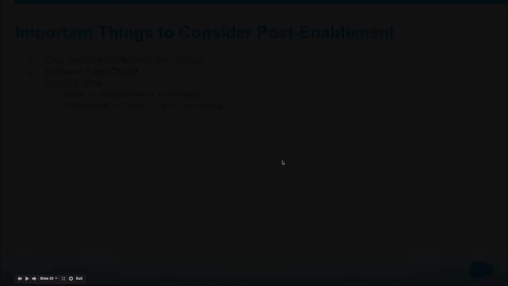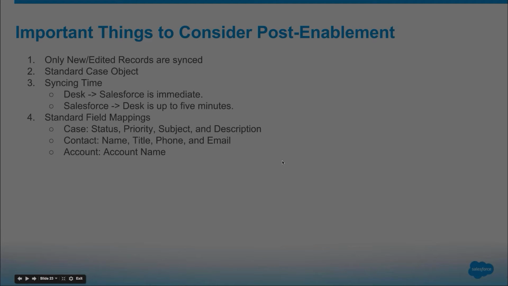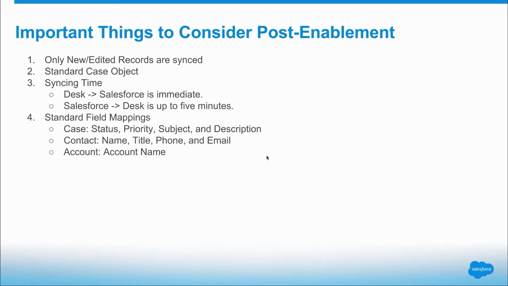Standard field mapping. So like I mentioned, Desk Connect is the bi-directional sync between all 3 standard objects. For your case, we have the ability to map the case status, priority, subject, and description. For your contact, we can automatically map the contact name, the title, phone, and email. And for the account, we can automatically sync the account name.